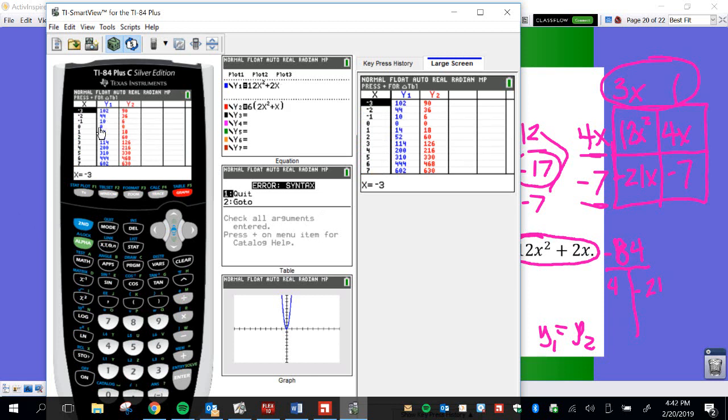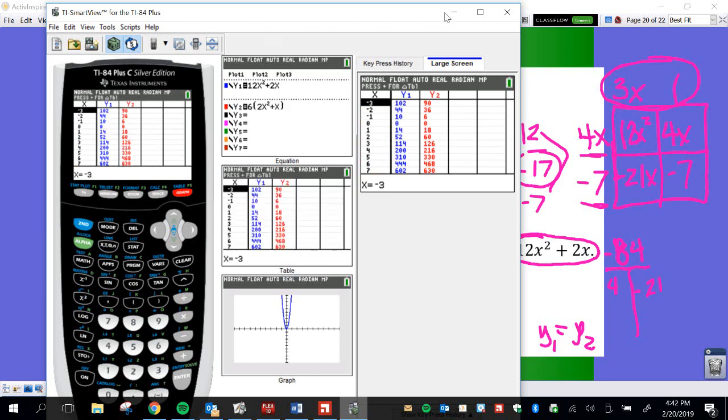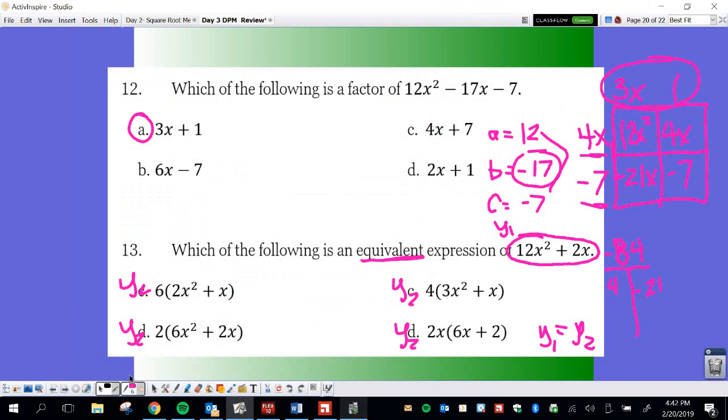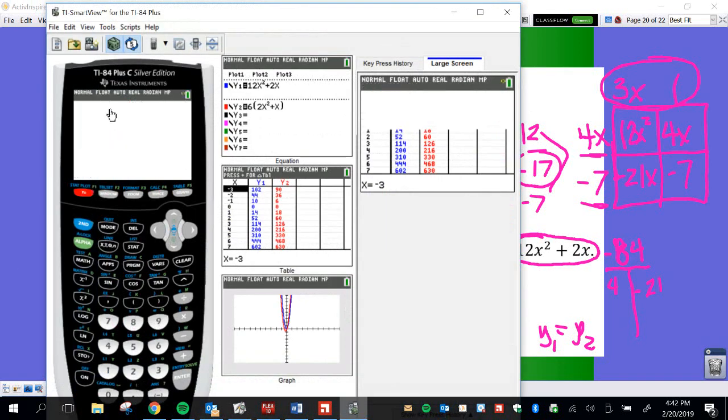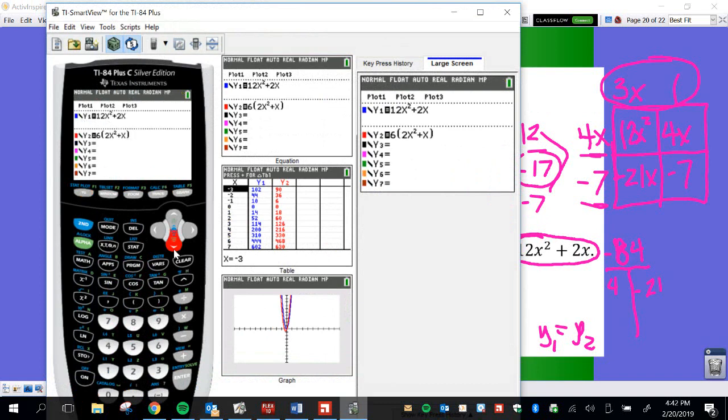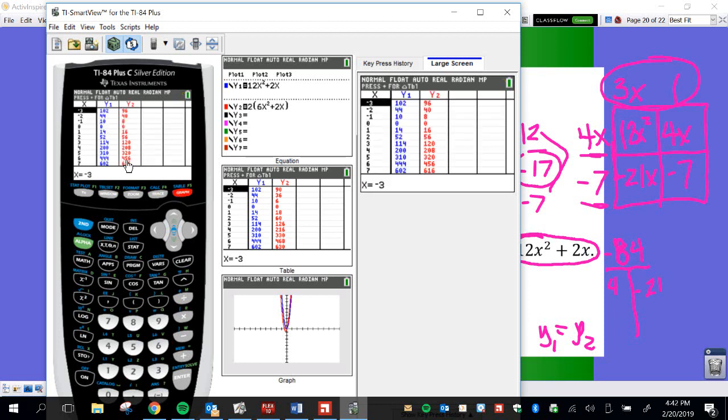And we can see y1 and y2 are not matching up. So right away, we know that this one is not an option. Okay, so now let's try this one down here. We don't need to change y1, we just need to change y2. All right, so for our second y2 we're going to put 2 times 6x squared plus 2x. So second graph, and again they're not matching up.